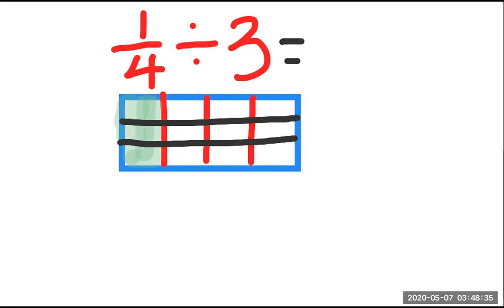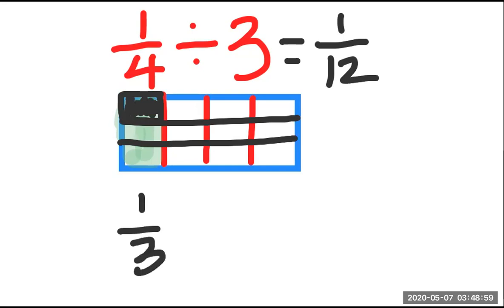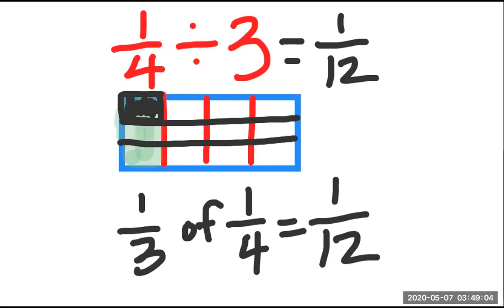Well, they're twelfths. And so if we take that original part that's green and divide it into 3 equal parts, one of those parts would look like that. And that would be 1/12. So if you think about it, 1/4 divided by 3 gives you 1/12 because 1/3 of 1/4 is equal to 1/12. You know that when we divide by 3, we are finding a third of a number.